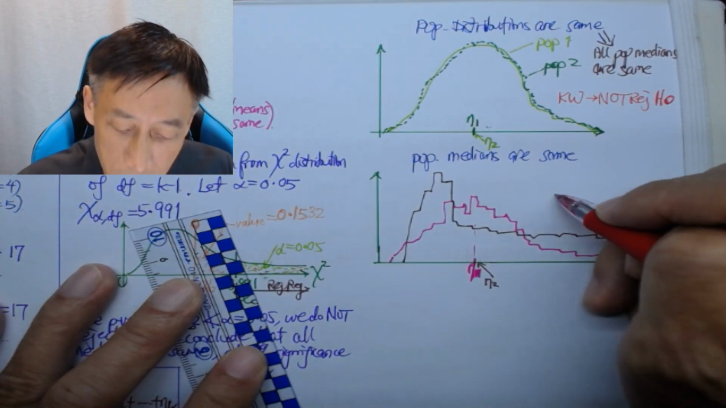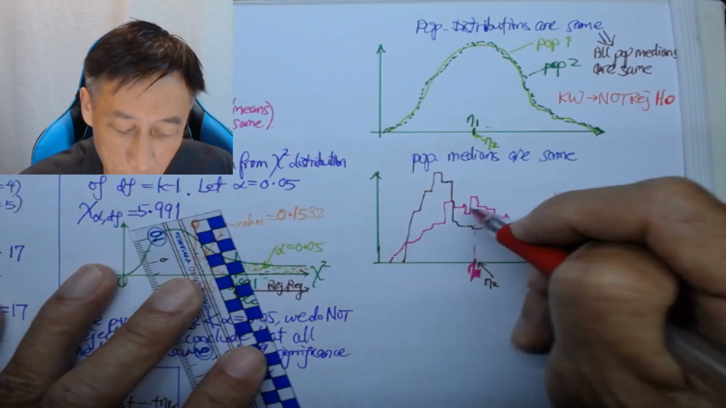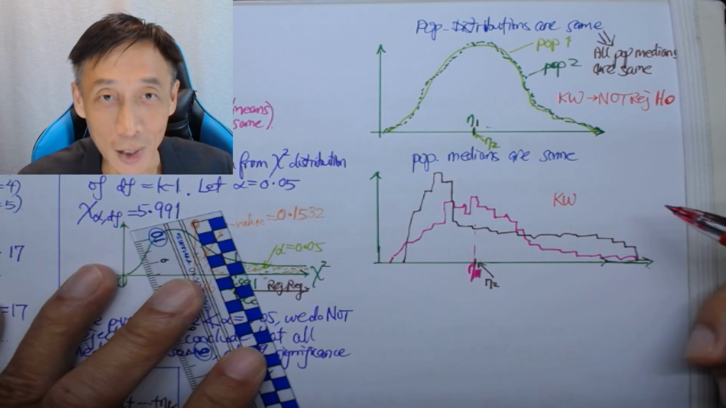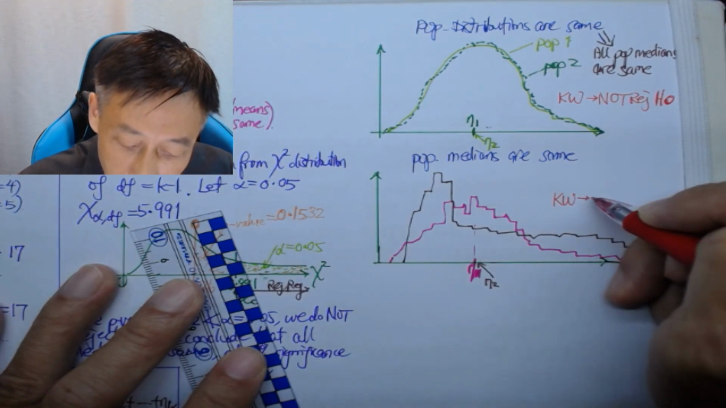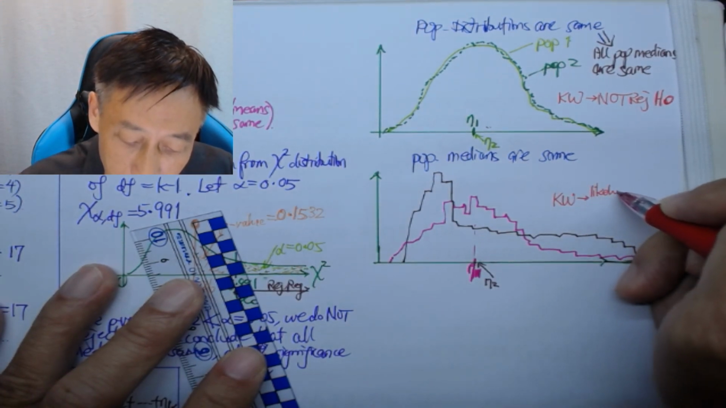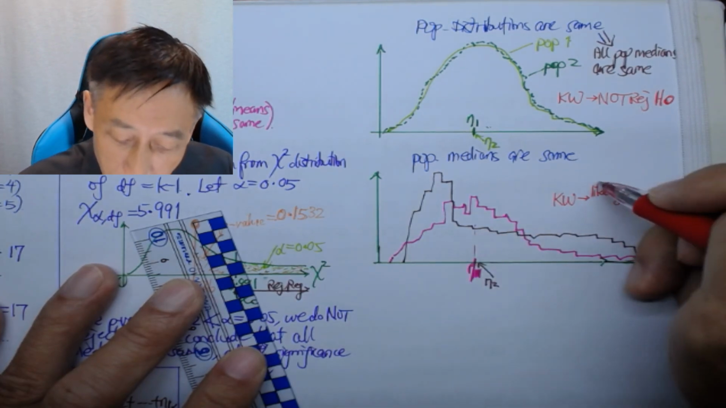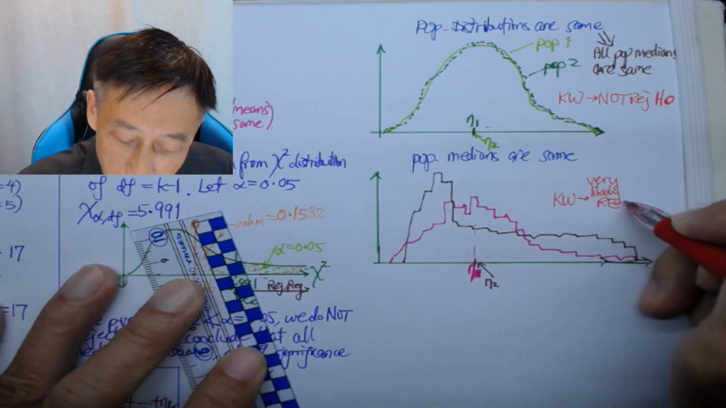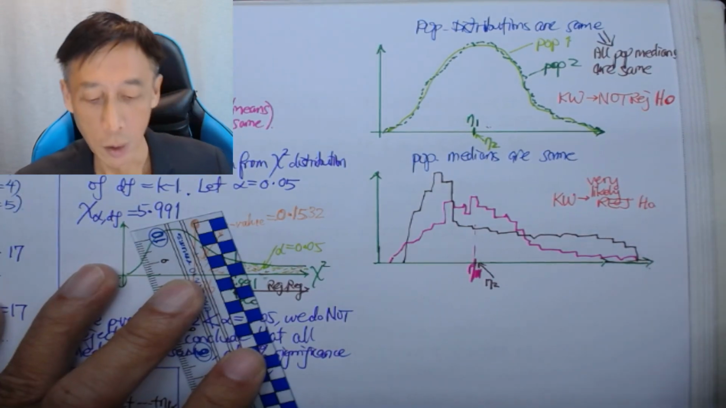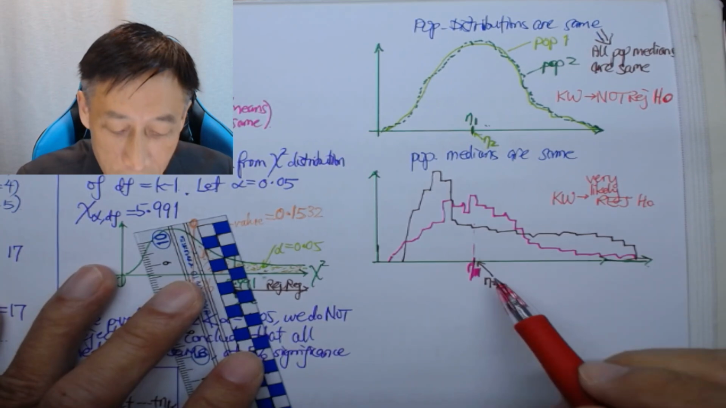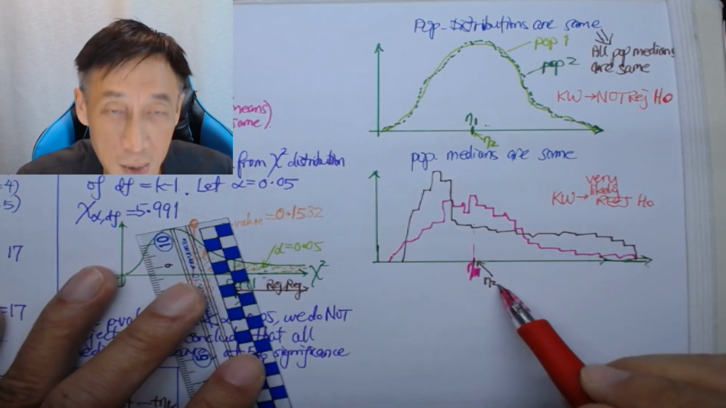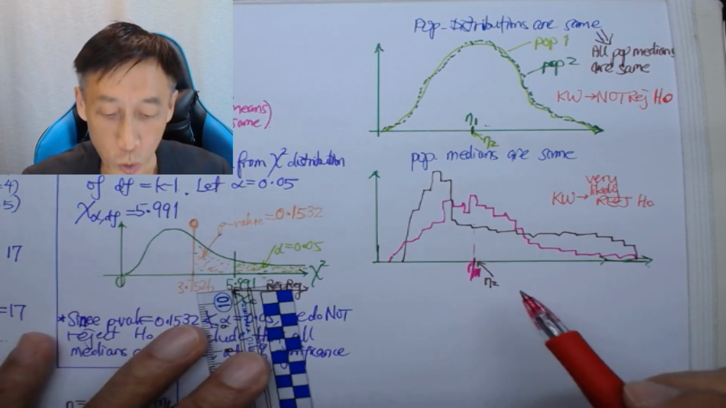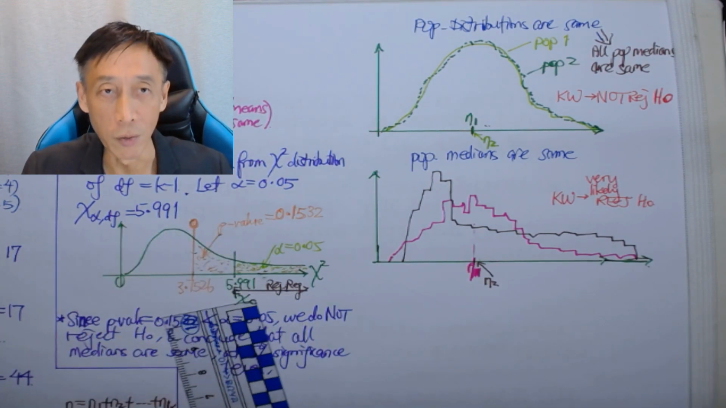Here, Kruskal-Wallis will look at the shape and say, wow, okay, so no, reject, likely reject. Very likely, because it all depends on the finer details. Very likely, I would say, it will reject H naught, forcing us to conclude that the medians might not be the same. So this is the kind of wrong conclusion. So you want to be aware of it.